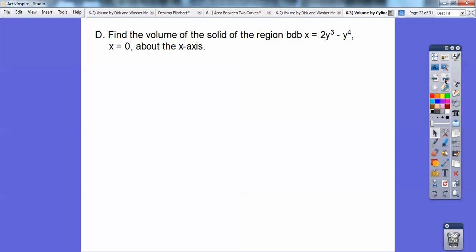All right, so find the volume of the solid of the region bounded by, this time it's x equals y stuff, and we're going about the x-axis.